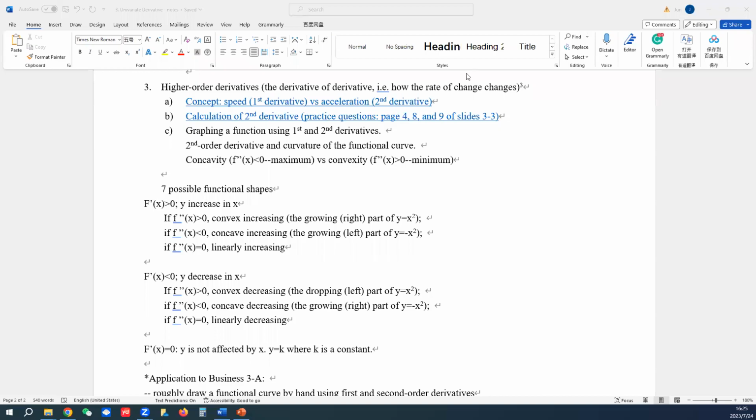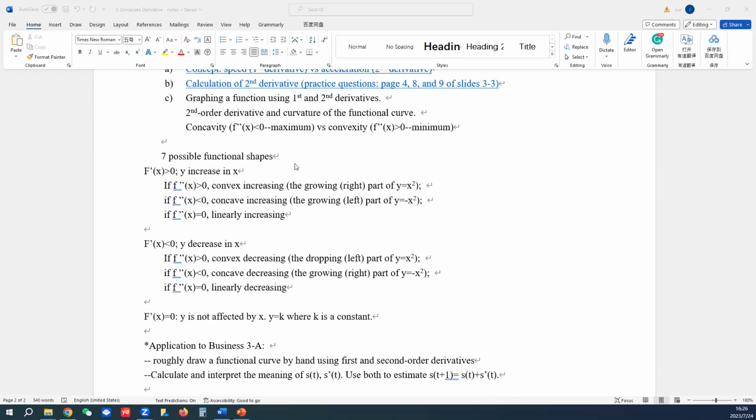So in previous lectures, we have learned how to derive the first order derivative, which is the slope of the tangent line, and the second order derivative, which is how the slope of the tangent line changes, right? So here I'm going to instruct you to utilize the first order derivative and second order derivative that you have derived to roughly graph a function. Okay, so let's get to it.